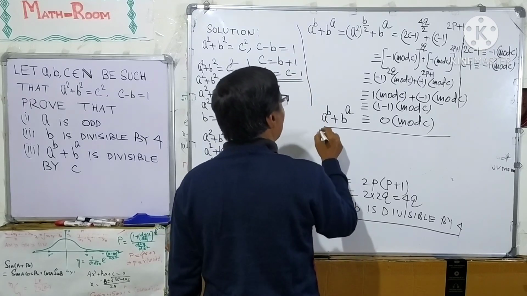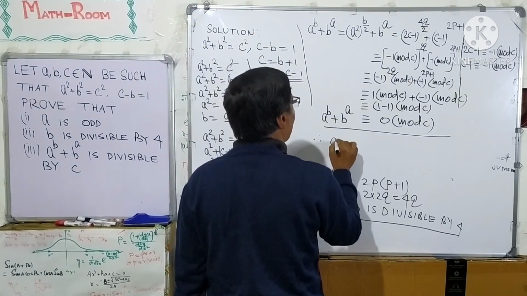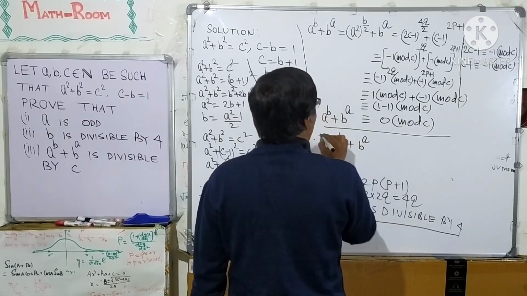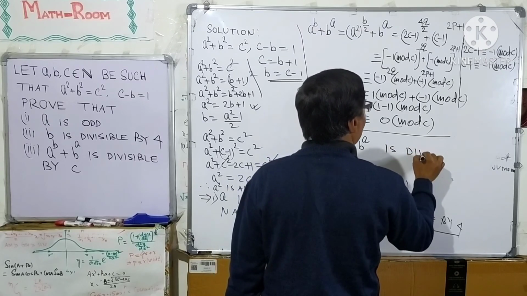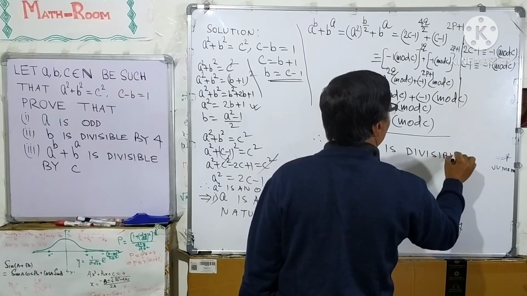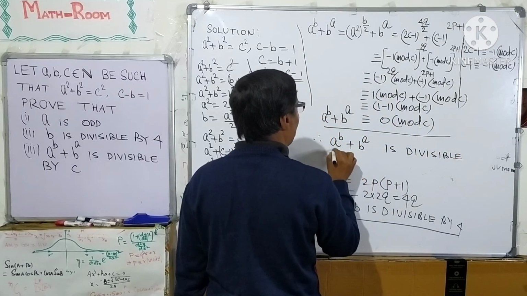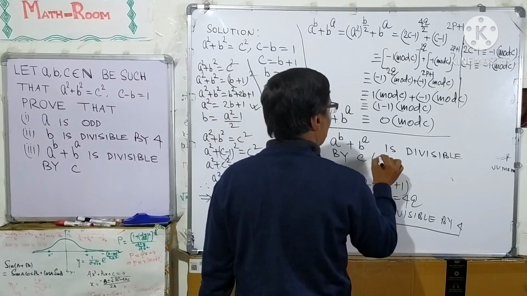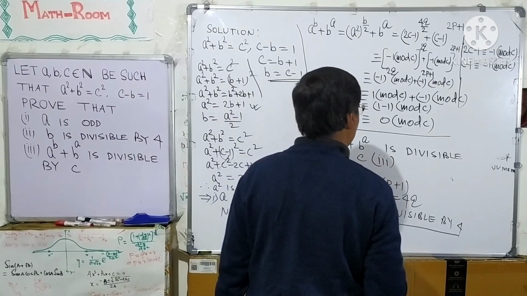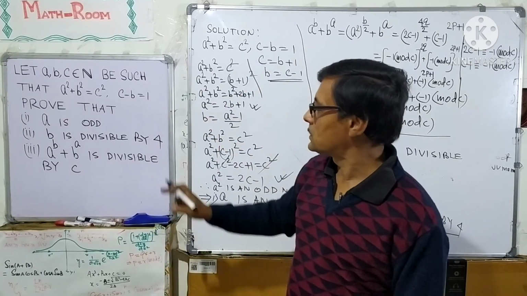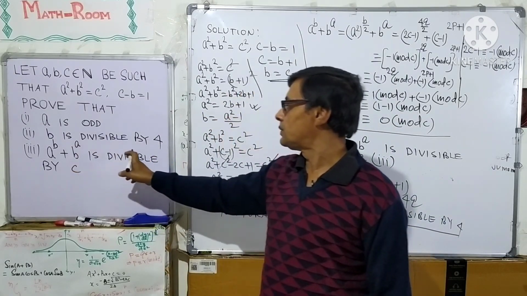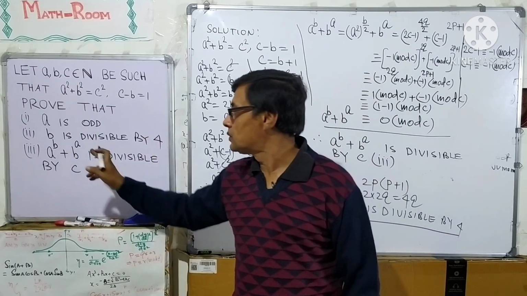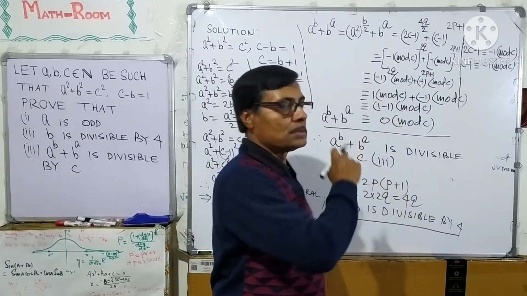So we can conclude that a to the power b plus b to the power a is divisible by c. So our last statement is proved. The last statement was a to the power b plus b to the power a is divisible by c, and we have proved it.